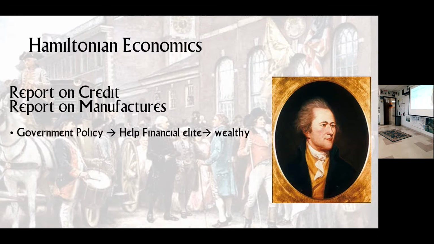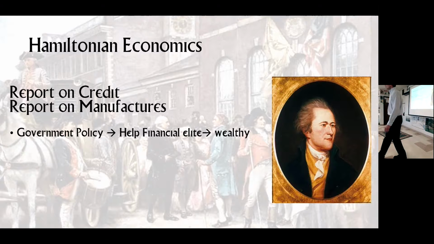And so what was it? Government policy must be to help the financial elite. You notice I did not say the agricultural elite like the big plantations. And so he wanted more money in the hands of the wealthy. So basically the rich aren't rich enough. If the wealthy have more money, they're smarter and better than average people. They're of a better sort, he would say many times.